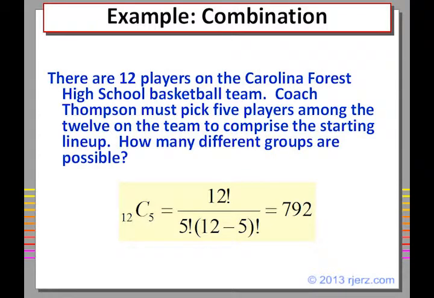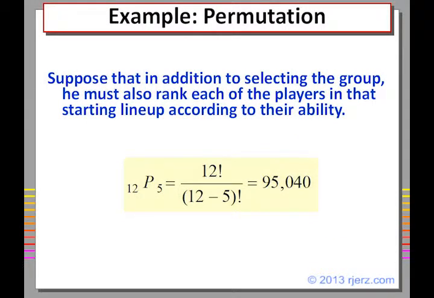Here's another problem. Suppose that in addition to selecting the group, the coach must also rank each of the players in that starting lineup according to their ability. Well, when you think about this, of the 5 players, one of them could be ranked number 1, or that person could be ranked number 2 or number 3. This problem is where order is important, and therefore it's a permutation. Look at this. There are 95,040 ways of picking the 5 and ranking them, or in other words, ordering them.